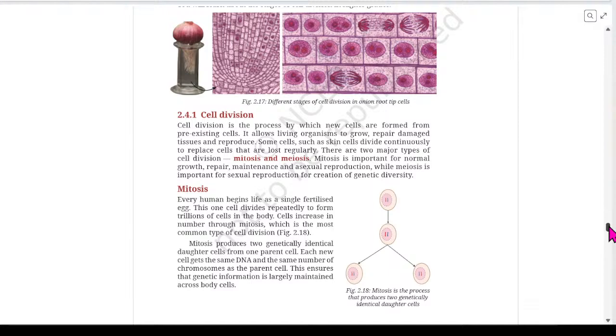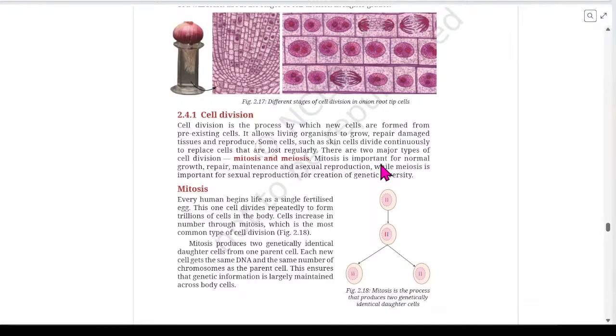Now we come on to the next topic, which is cell division. Cell division is a process by which new cells are formed from the pre-existing cells. It allows living organisms to grow, repair damaged tissues, and reproduce. Some cells, such as skin cells, divide continuously to replace cells that are lost regularly. There are 2 major types of cell division, mitosis and meiosis.